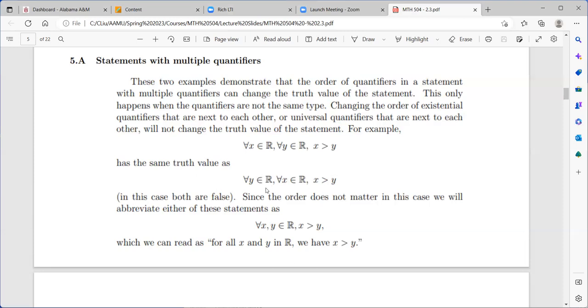So in that case, we can actually use a shorthand notation for the two quantifiers, which are actually the same quantifier. We can write in a short notation: for arbitrary x and y in R, x greater than y, or for all x and y in R, we have x greater than y. That's the same thing as the other two, and it's still a false statement, of course.